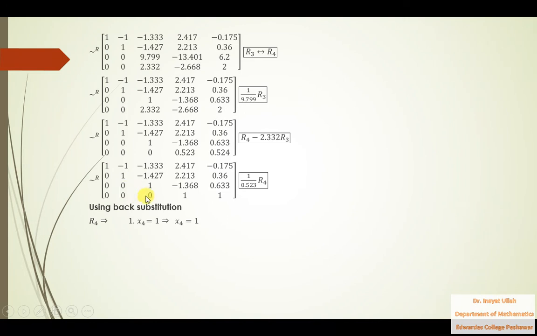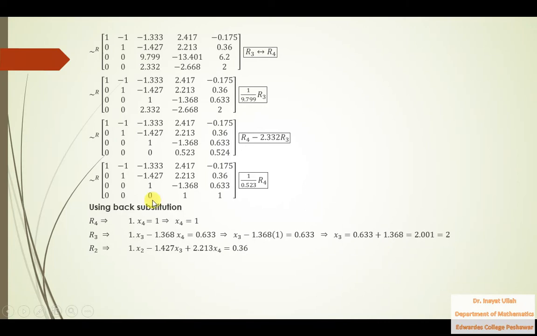And going back towards the third row, row number 3 implies 1 into x3, because this is the coefficient of x3, 1 into x3 minus 1.368 into x4, because these are the coefficients of x4, is equal to 0.633. Now we see that x4 is 1, so put here x4 is equal to 1 and multiply it with this thing and move these numbers to that side to get x3 is equal to this thing. So x3 is 2.001, which is nearly equal to 2. So x3 is 2.